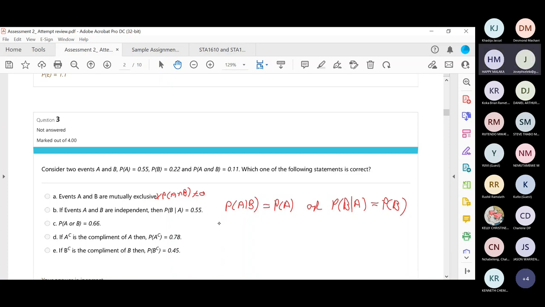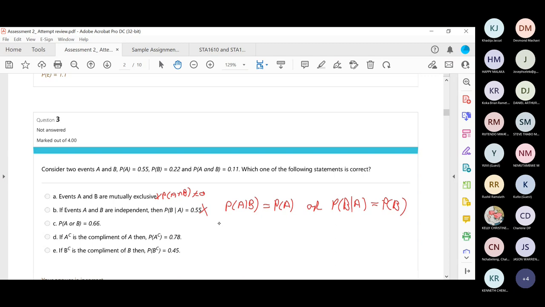It's 0.22, therefore it is not correct. Right? Because it should be equal to the probability of B, and 0.05 is the probability of A. So it's not correct.